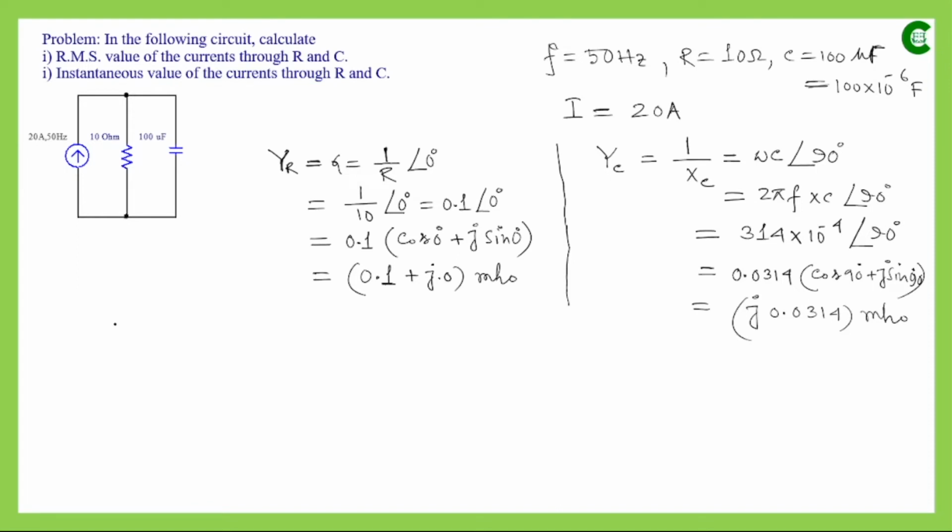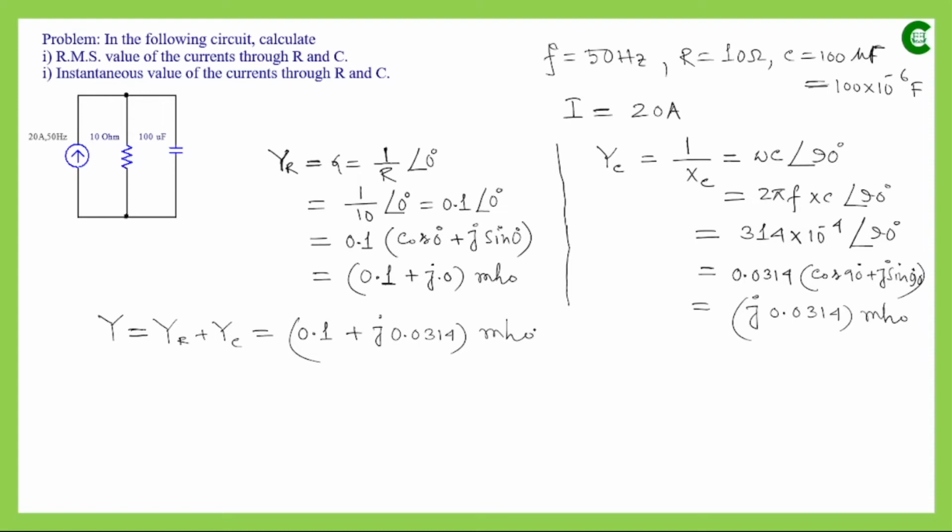Now next we will calculate the net admittance of that parallel branch. When two branches are connected in parallel, their admittances are simply added. That rule we know. So it will be Y_R plus Y_C. So it will be 0.1 plus, since the resistive branch doesn't have any imaginary part and the capacitive branch doesn't have any real part, simply 0.1 plus j 0.0314, and this unit is mho.